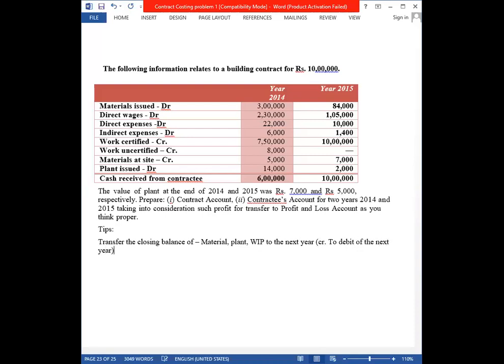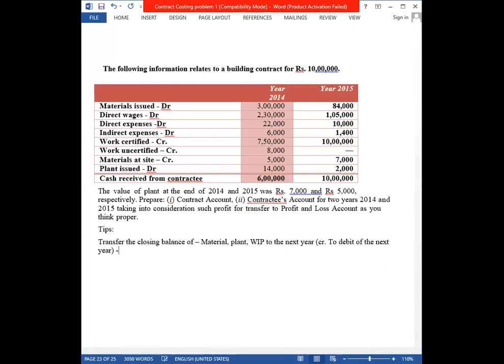Again, I'm repeating. While you are preparing the second year contract, you are going to transfer some items. From the credit side, whatever you have written, the material balance, plant balance and work in progress balance, everything you are going to transfer from the credit side to the debit side of the next year. Along with that, you have to transfer the reserve also.